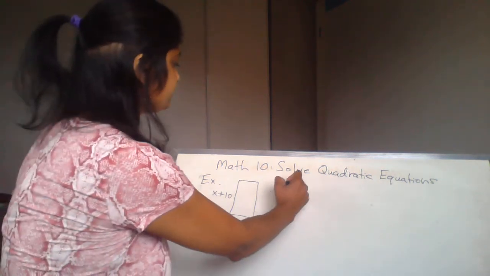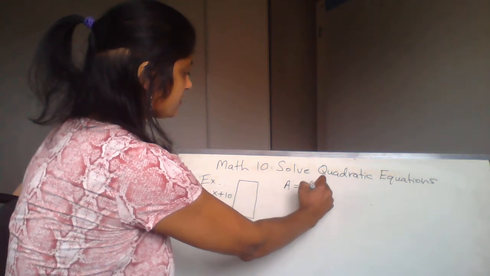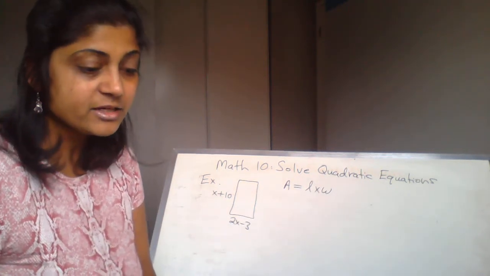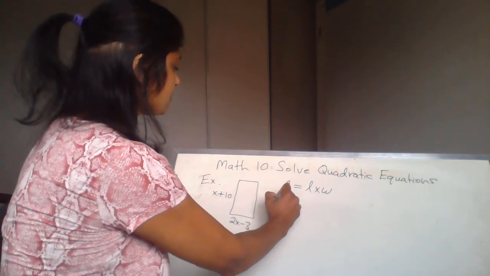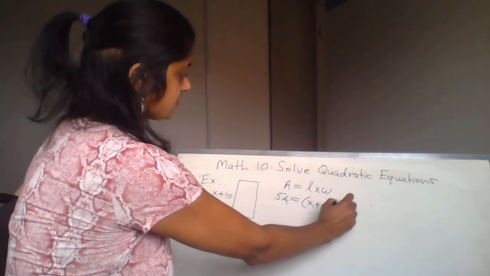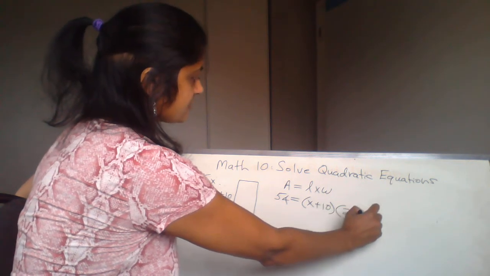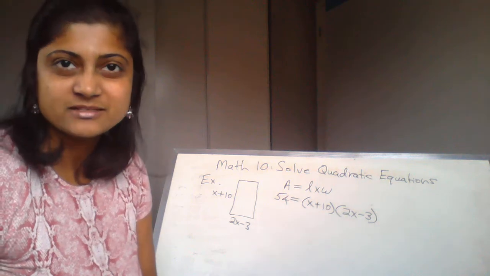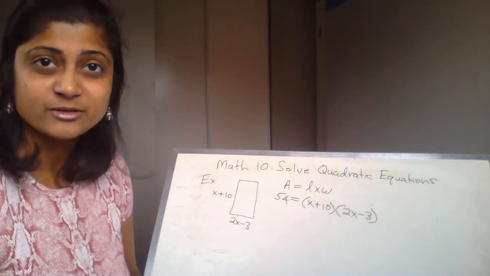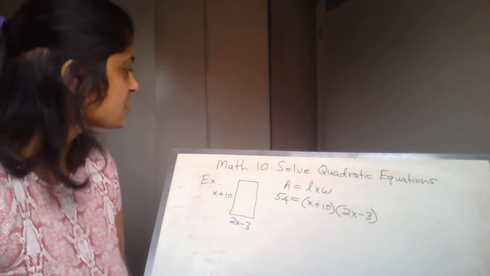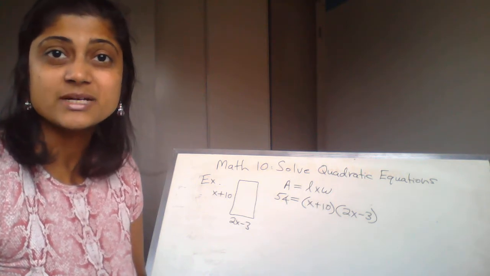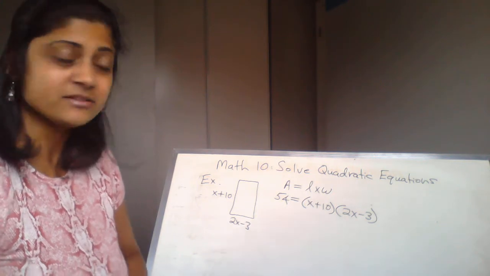So what we're going to do here, I'm going to write the formula for the rectangle, which is length times width. The area is 54, so I'm going to plug in the 54 here, equals the length, which is x plus 10, and the width, which is 2x minus 3. Does everyone see that? So we are just plugging in all of these unknown values into the formula for the area of a rectangle. What we're going to do here is keep the area the same. I'm going to expand and simplify using the FOIL method.